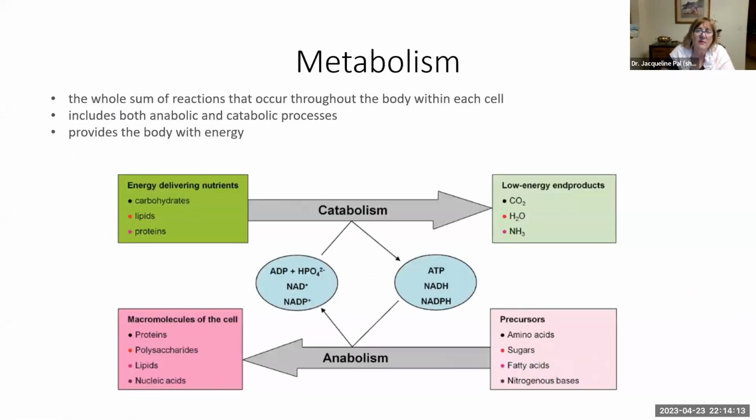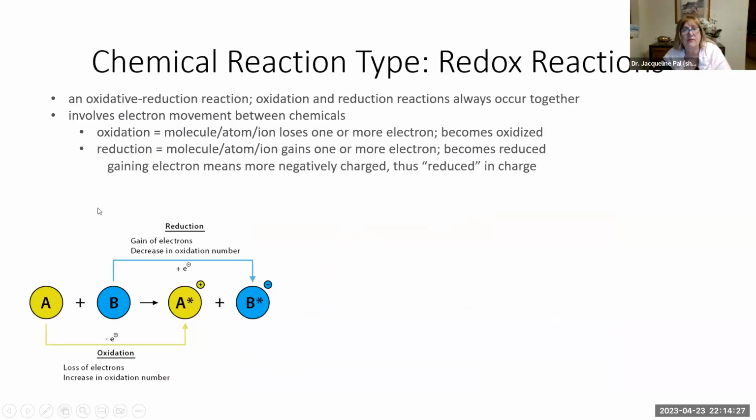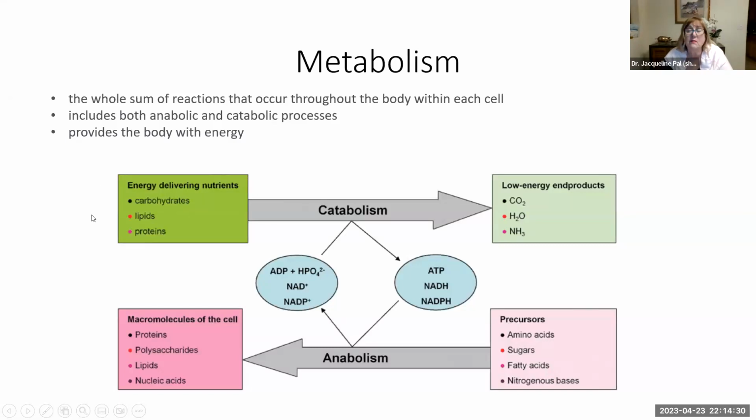So between these anabolic reactions and these catabolic reactions, that's kind of the sum of everything that's going on in our body, and that's known as metabolism. And these things are providing our body with the energy. So for instance, if we start with carbs, lipids, and proteins, carbohydrates being made out of sugars, lipids being made out of fatty acids, and proteins being made out of amino acids, if we use catabolism with those, we can end up with some low energy end products and generate some ATP from breaking those bonds.